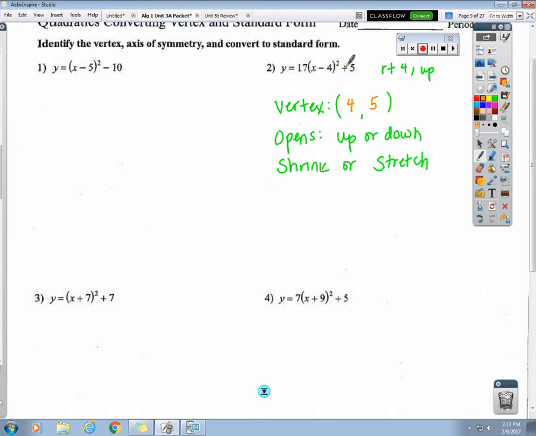Now, going by this equation, is this parabola going to open up or down? Up. How do we know that? There's not a negative sign out front. Okay, had this been a negative 17, it would have opened down.